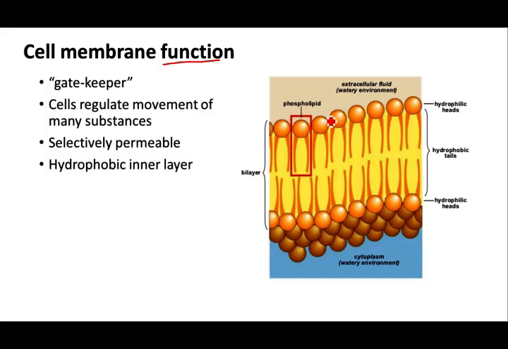So this structure is kind of like a sandwich, right, with hydrophilic bread and a hydrophobic inner layer, kind of like the peanut butter maybe, and it allows the cell membrane to be selectively permeable. That just means that it allows some things across while not allowing others. So it's kind of like selecting for some things and not others. And it's that hydrophobic inner layer that makes it so that some things can't get across.